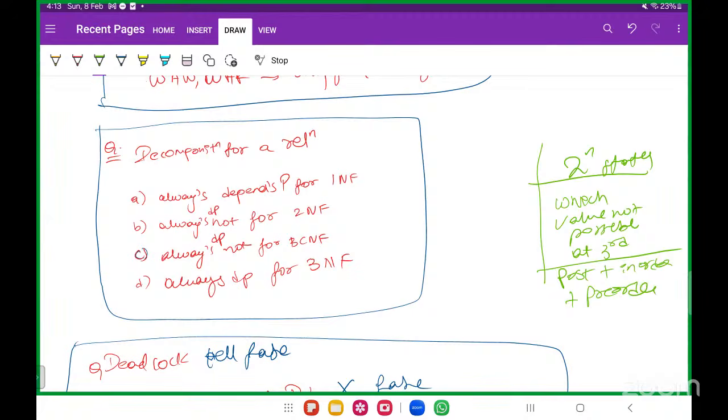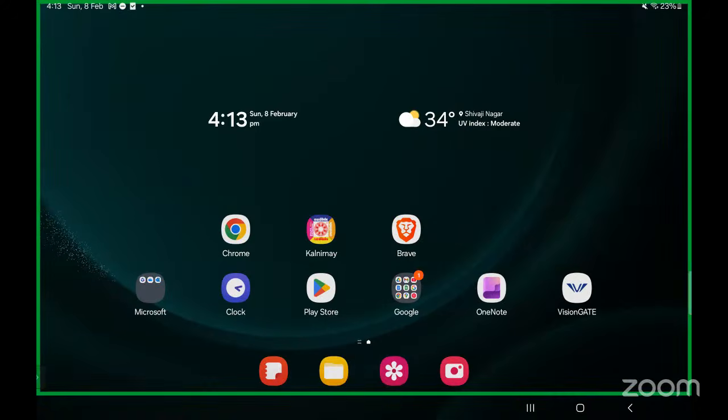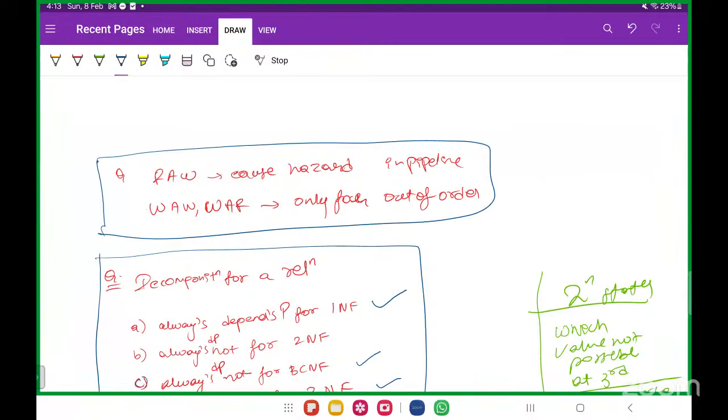So there are three correct answers. Always dependency preserving for 1NF, always not for BCNF, and always for 3NF. These three statements are true. Always not for 2NF, that is a false statement. So now we'll find a few more problems.